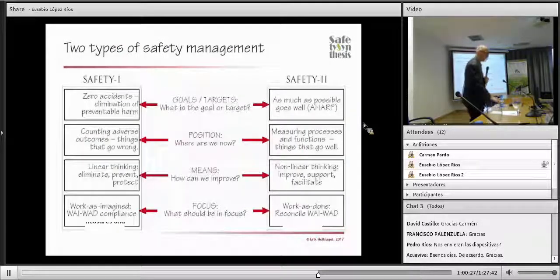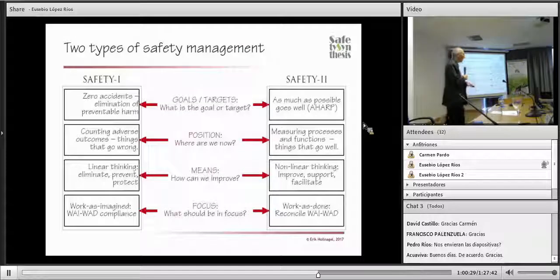So to summarize, to end, if you compare the Safety-I and the Safety-II perspective in terms of the goals, the position, the means, and the focus. In terms of the goals, the goal of Safety-I is zero accidents, as few things as possible go wrong. The goal of Safety-II is the opposite, that as much as possible goes right.